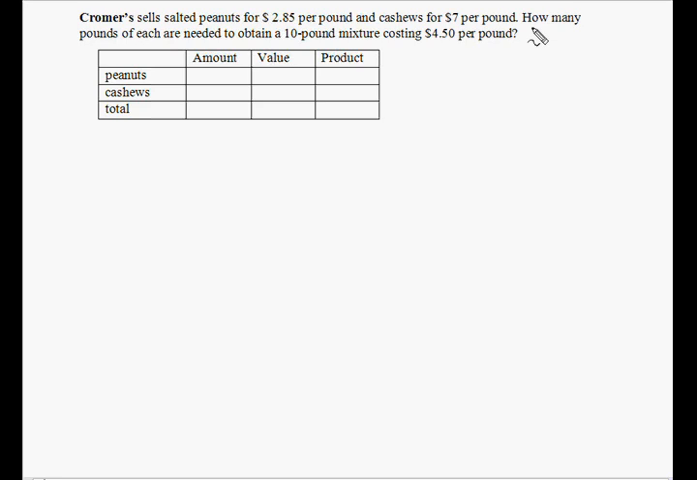Cromer sells salt peanuts for $2.85 per pound and cashews for $7 per pound. How many pounds of each are needed to obtain a 10-pound mixture costing $4.50?